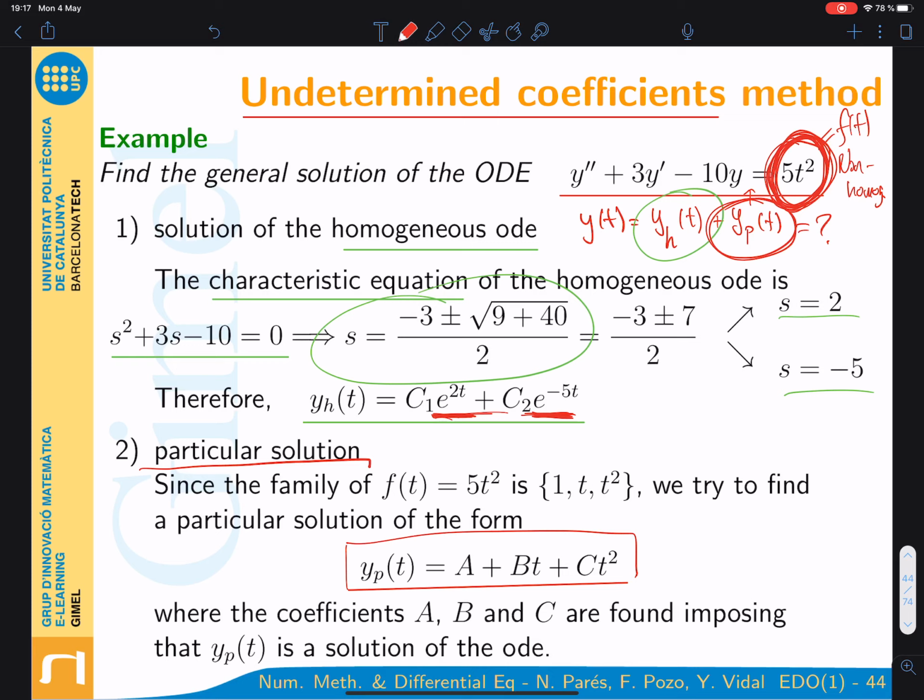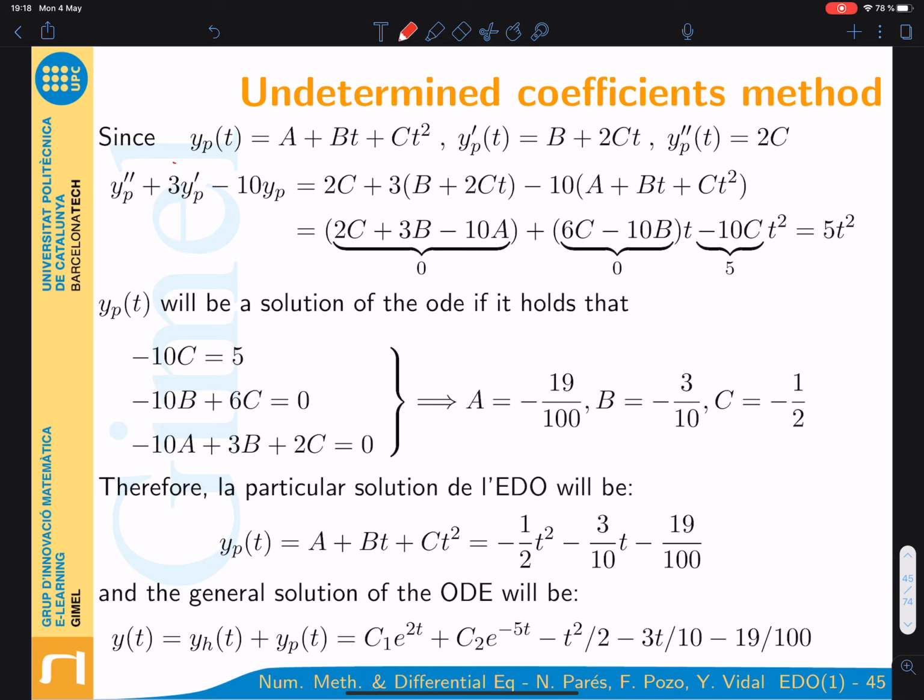So now we note that I have some coefficients, A, B, and C, that right now are undetermined coefficients. I do not know their value. That's why the method is called undetermined coefficients. But I will find their value. How? Plugging this proposed particular solution into the ODE and finding the values of A, B, and C. Let's do that. This is the proposed particular solution.